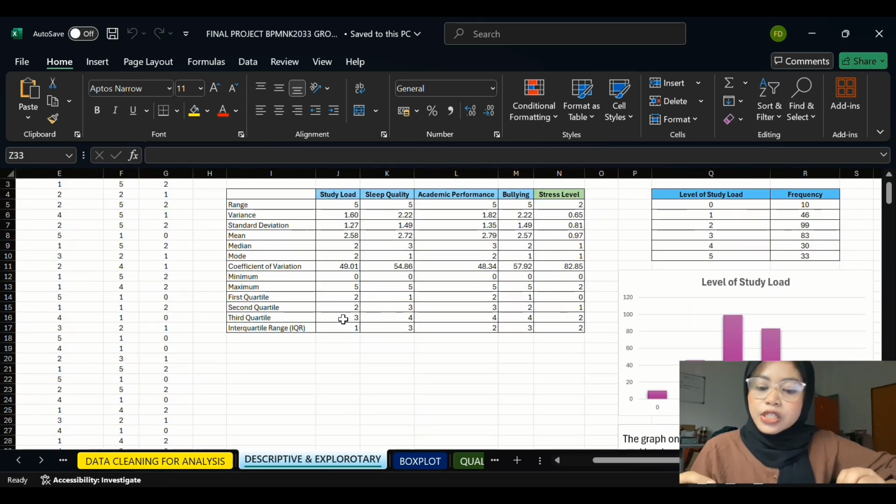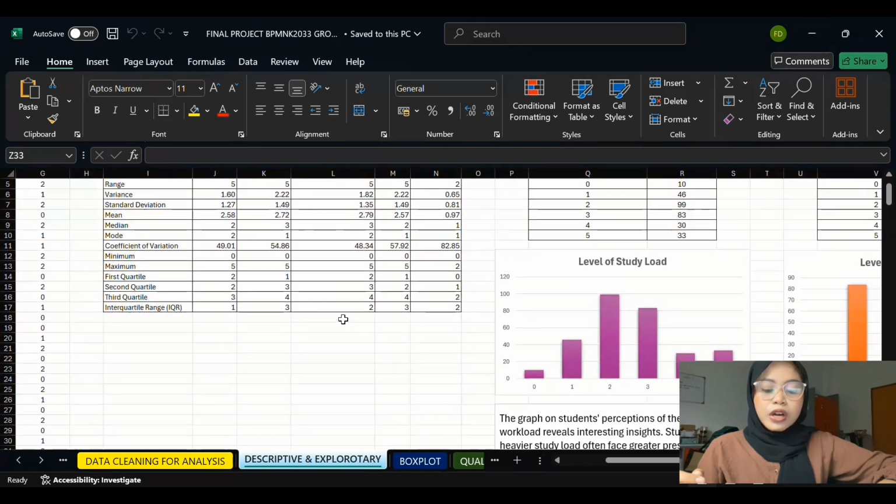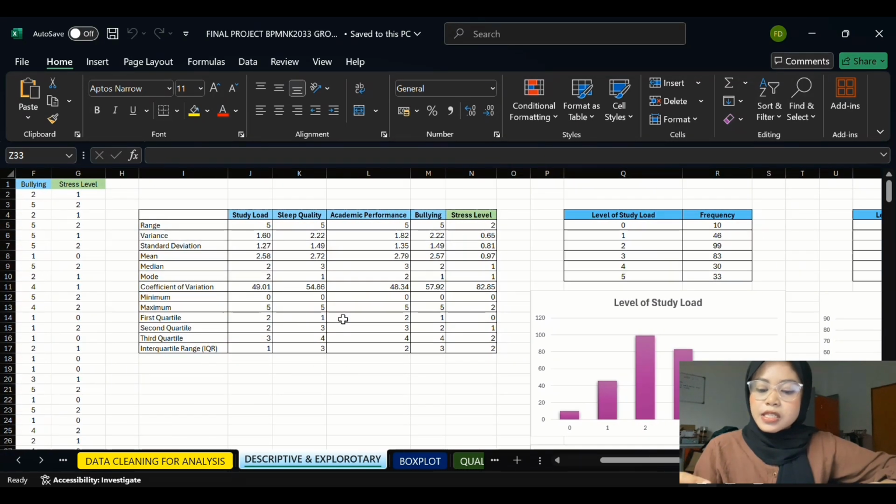For the key correlations, sleep quality and stress levels: poor sleep quality was strongly linked to high stress. Meanwhile, with study load, those with heavy academic workloads exhibited consistently higher stress scores. As for social influences, individuals experiencing bullying or lacking social support reported higher stress levels. For the demographic insights, we observed notable differences across gender and age groups. For example, females reported higher levels of anxiety, while younger individuals were more sensitive to peer pressure and study load.